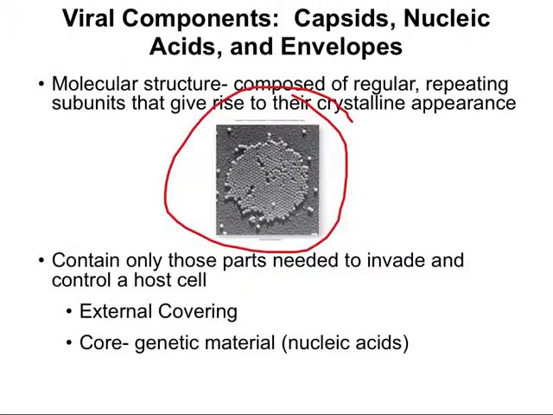This is magnified 150,000 times, and you can see that there are hundreds of individual viruses in this image. This is a purified poliovirus crystal image. Viruses contain only those parts that are needed to invade and control a host cell. Those components are an external covering and then a core of genetic material.